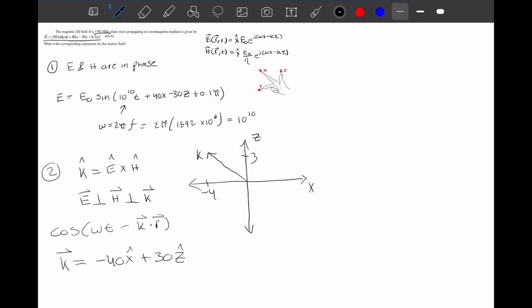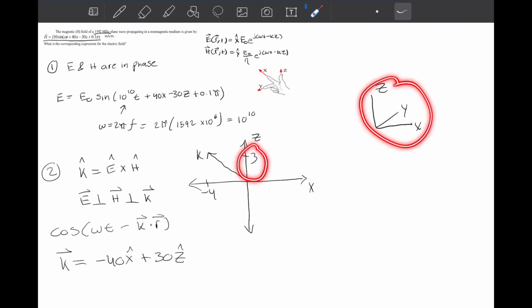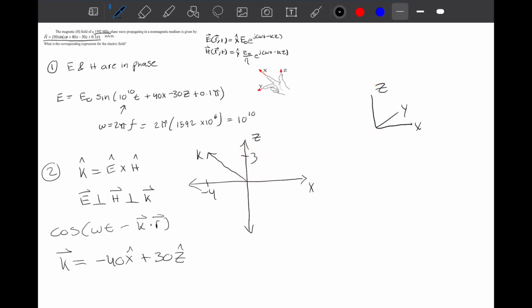So if we remember, a three-dimensional axis is labeled such as X, Y, and Z. So if we relate this graph to our original graph, we can see that our Y direction is going into the page. And since our H field is in the positive Y direction, we can say that our H field is also going into the page. So if we remember the right-hand rule, our thumb is our K, our index finger is our E, and our middle finger is our H.